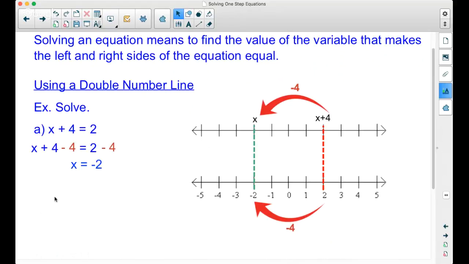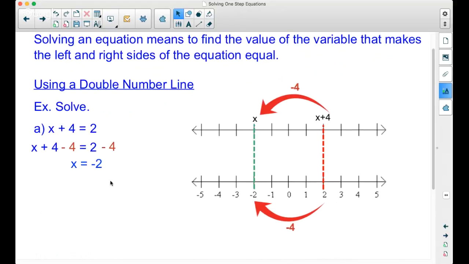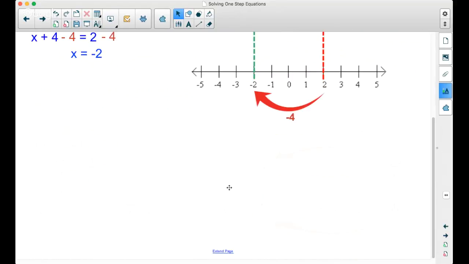If we want to, we can check to make sure that our answer is correct. We can substitute our answer of -2 back into the original equation for x and make sure that the left side and the right side are still equal. -2 plus 4 equals 2, so we do in fact have that the left side and the right side are equal. Let's have a look at another example.